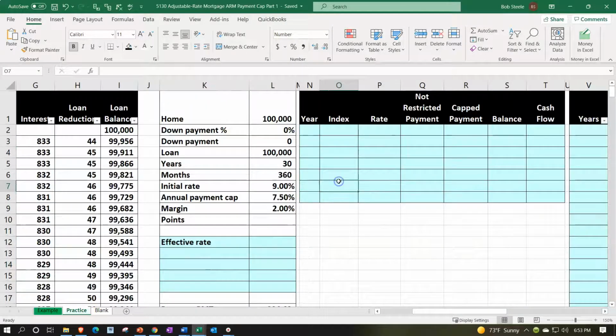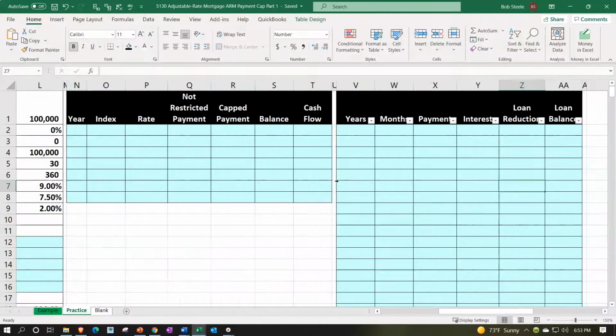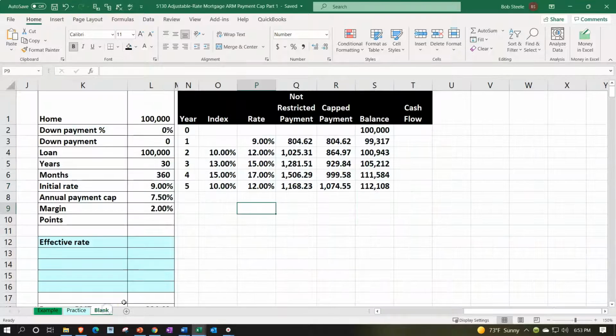Remember, this tab has the information laid out with pre-formatted cells, which could make it a little bit easier to enter this data into the practice problem. We're working on the blank tab, where we did this whole thing from scratch. And so now we've got our information on the left-hand side. This is what we have constructed thus far. The index, the rate. We had the payments. If there was no restriction, we capped the payments, thinking about what those would be. Then we had the ending balances here.